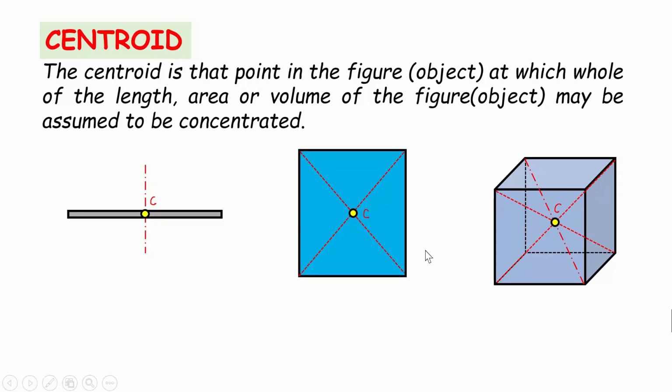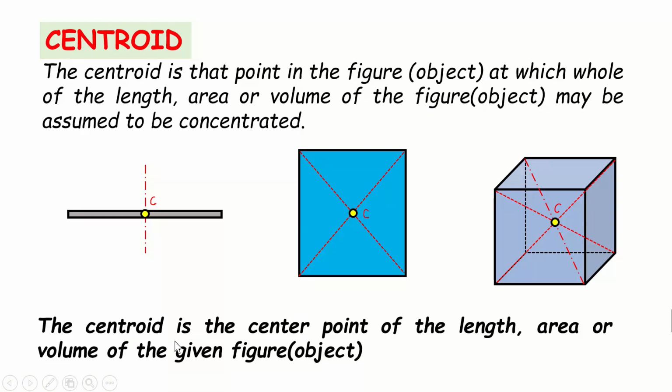Okay. So from these three examples, we can easily conclude that the centroid is the center of the length, or center of the area, and for that matter the center of the volume of the given object. So we can also define the centroid as the center point of the length, area or volume of the given object. Now we'll do some examples to understand how to find the centroid of a given object.